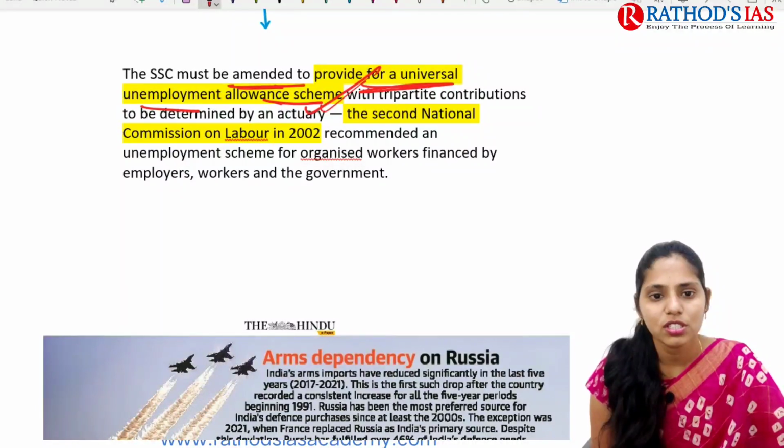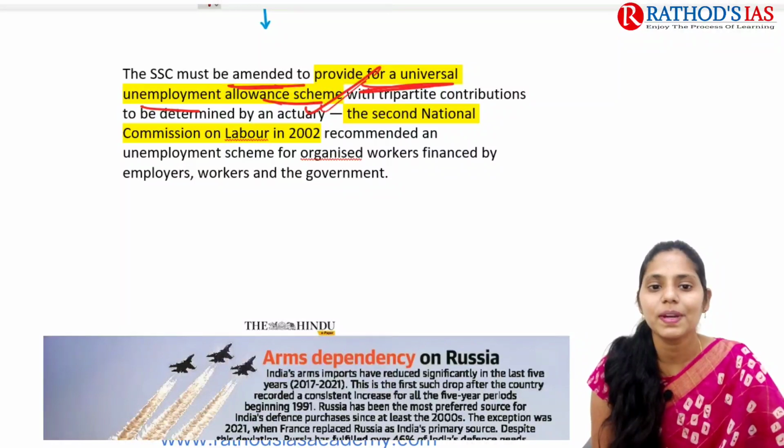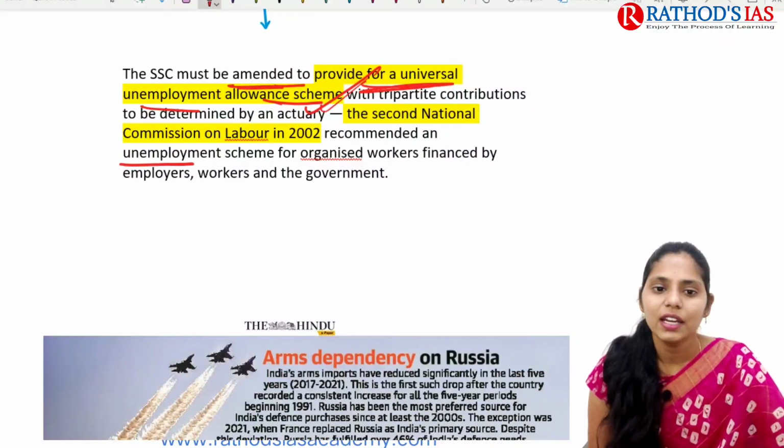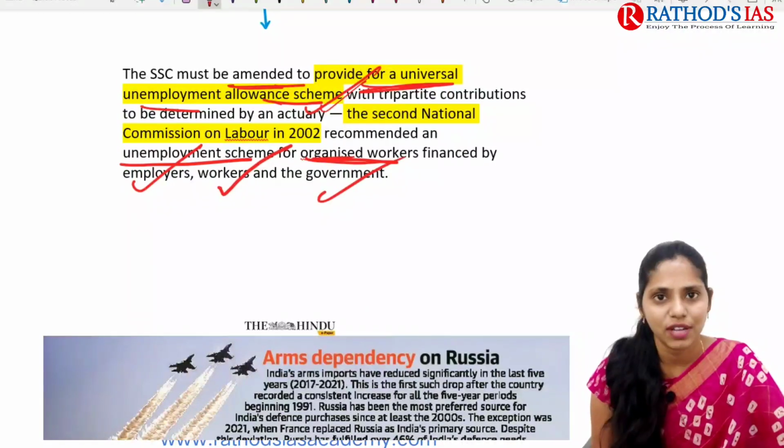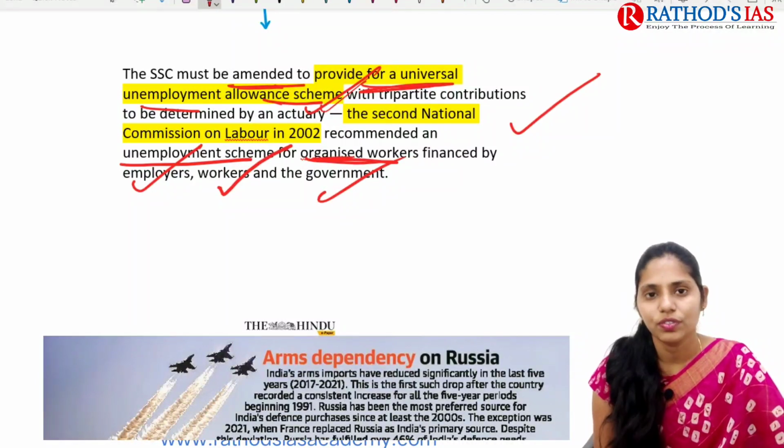make some contributions, okay? Even the Second National Commission on Labour 2002 mainly recommended an unemployment scheme for organized workers, okay? And it is mainly financed by employers, workers, as well as the government. So this is the gist of this topic.